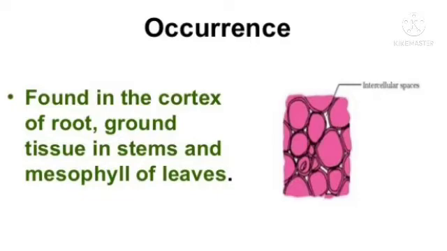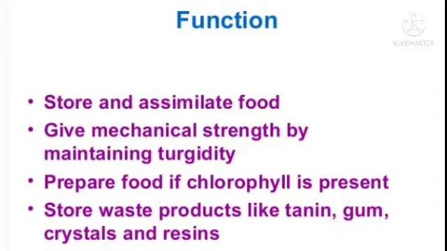Occurrence: found in the cortex of root, ground tissue in stems and mesophyll of leaves. Function: store and assimilate food. Give mechanical strength by maintaining turgidity. Prepare food if chlorophyll is present. Store waste products like tannin, gum, crystals and resins.